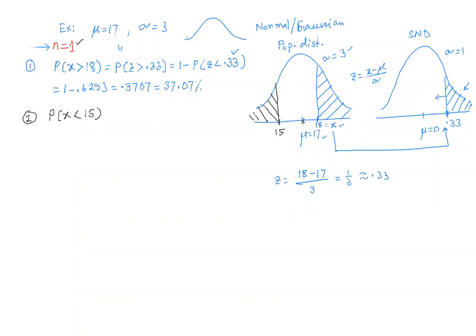Corresponding to this, there will be a z value here. This is your x, the other x, and we are going to find the z. So z equals x minus mu over sigma: 15 minus 17, divided by sigma, which is 3. That is negative 2/3, which is approximately negative 0.67.